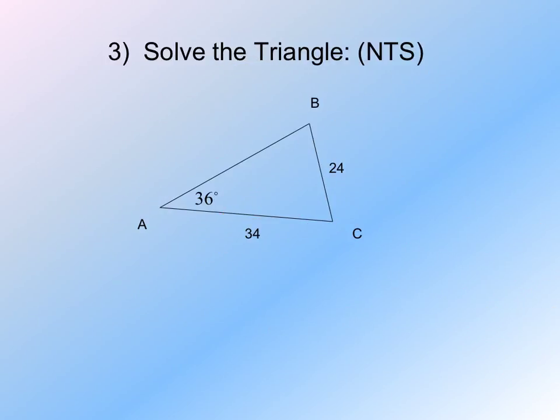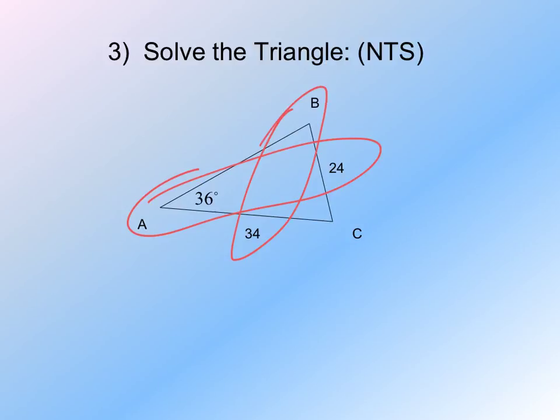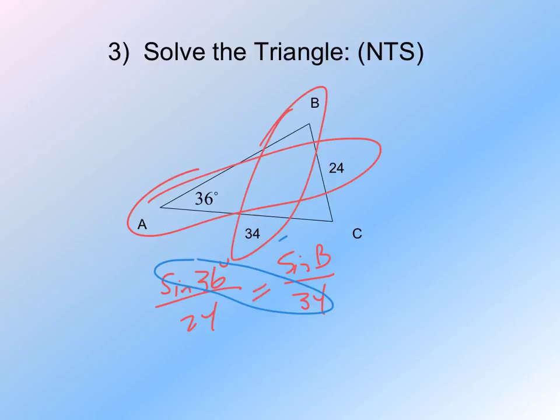Last example to solve without all the explanation. This time, however, sine 36 over 24 equals something over 34. Here I need to write the sine of b. So when I cross multiply these two, what will I be dividing back by on the other side? It looks like my 24. So I'm going to end up with something where it says the sine of b equals.